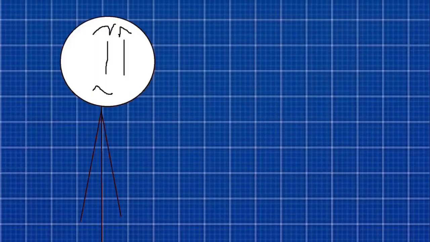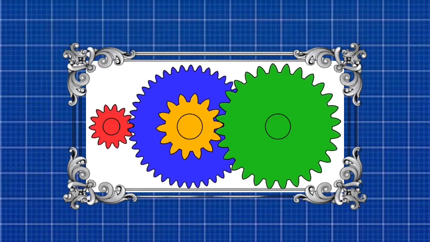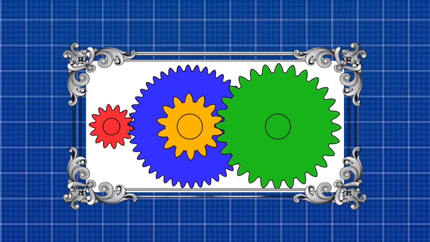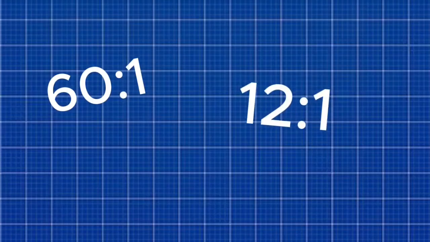Now for the main event you've all been waiting for. You might be wondering, how does all this information tell us time? In pendulum clocks, complex gear trains control the second, minute, and hour hand. They include gear ratios of 60:1 and 12:1.